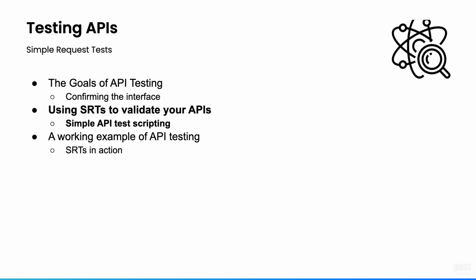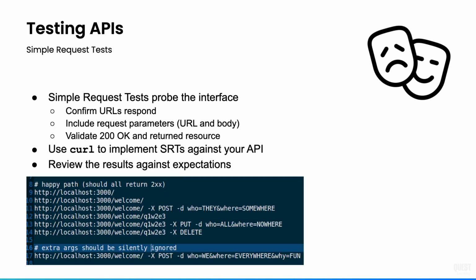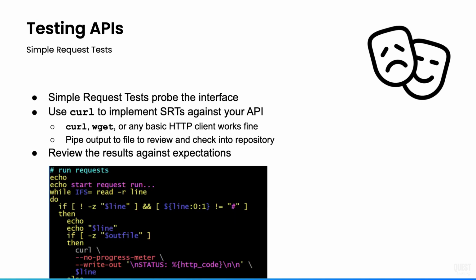So let's talk about this notion of simple request tests, or SRTs, to validate your API. Simple request tests are designed to probe the interface. In fact, that's all they can do. They can confirm that the URLs you know about respond. They can include request parameters such as the body and the URL request parameters, and they can validate an OK and a returned resource. As you can see from this list here, this is a script of happy tests. It's a series of URLs with different methods and different bodies. There's even one at the end that tests the possibility of having extraneous data in the body as well. Now, you can implement these lots of different ways.